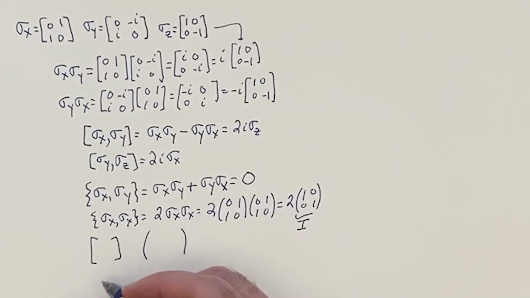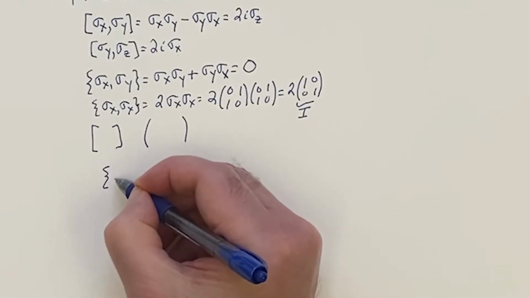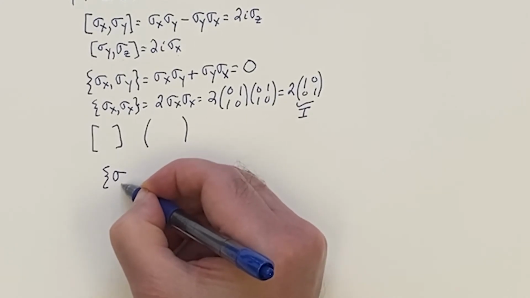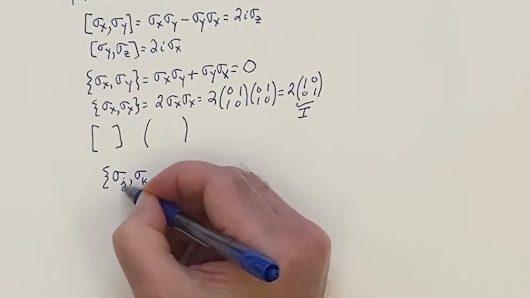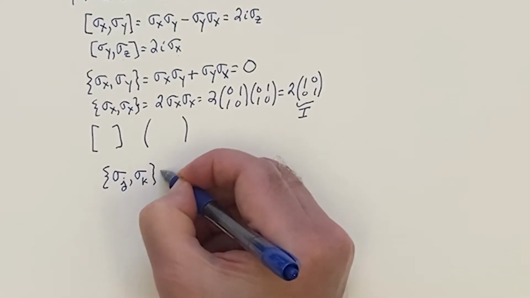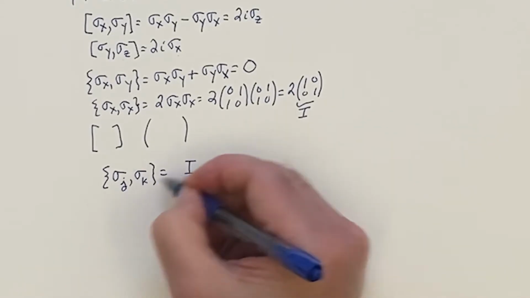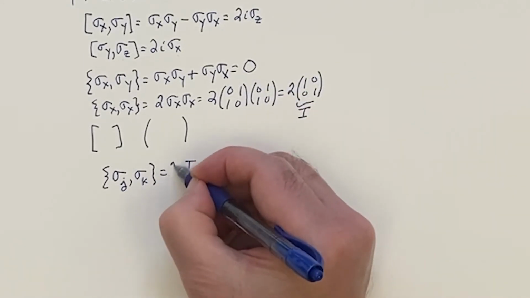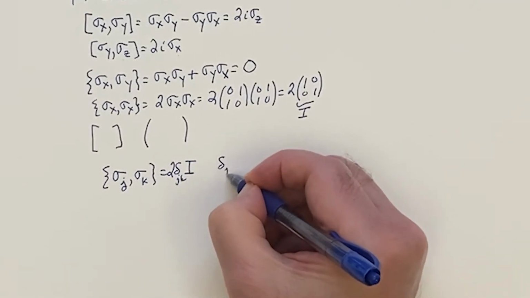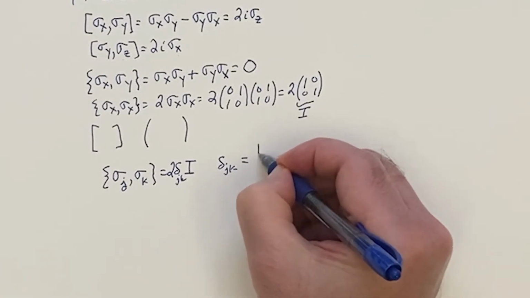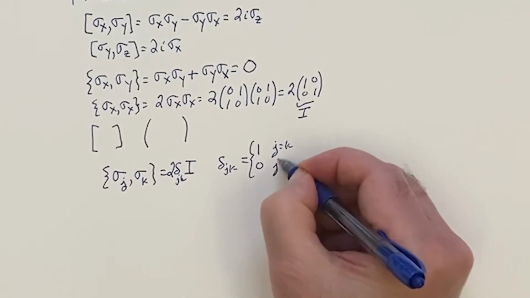So what we're saying here is that if you take, for example, the anti-commutator of two of these, say a sigma J and a sigma K, where J and K are 1, 2, or 3, if they're the same, you'll get the identity, and if they're different, you're going to get 0. So you say 2 delta JK, where this is going to be 1 if J equals K, and 0 if J doesn't equal K.